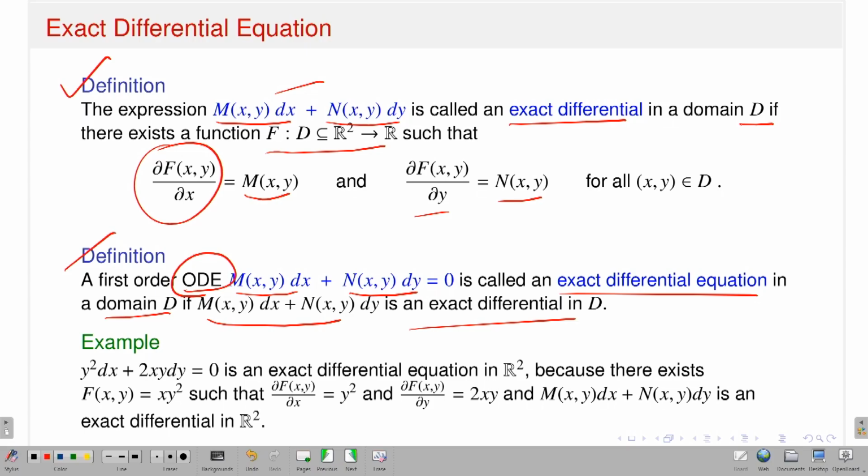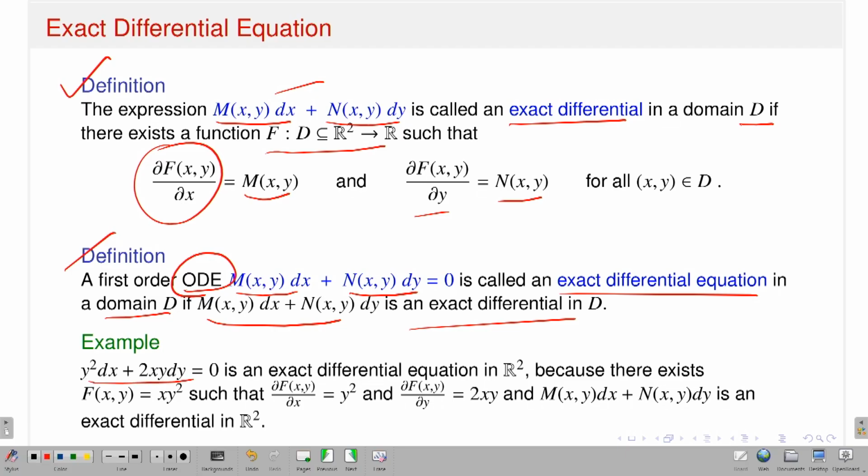Okay. So if I have a first order ordinary differential equation M dx plus N dy is equal to 0, then I will say that it is an exact differential equation in a domain if M dx plus N dy is an exact differential. That means there exists a function F from domain D, a subset of R2, to R such that M is nothing but the partial derivative of capital F with respect to x and N is nothing but the partial derivative of capital F with respect to y. One example I have given.